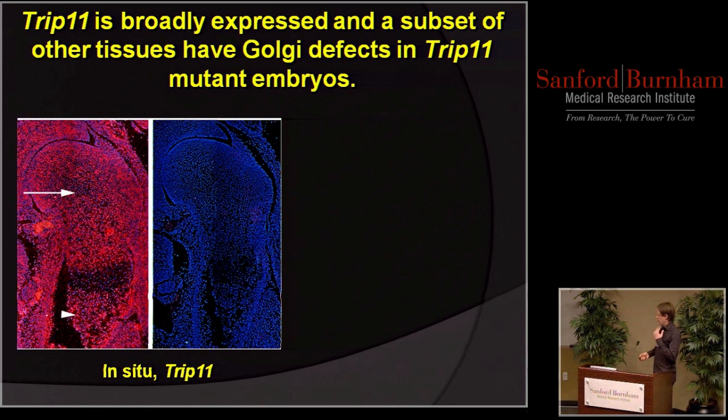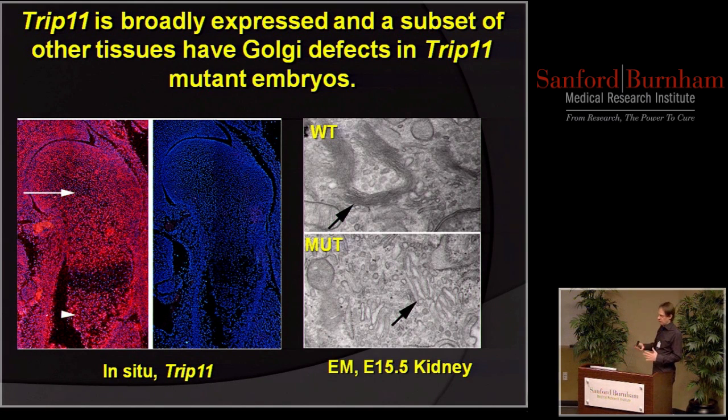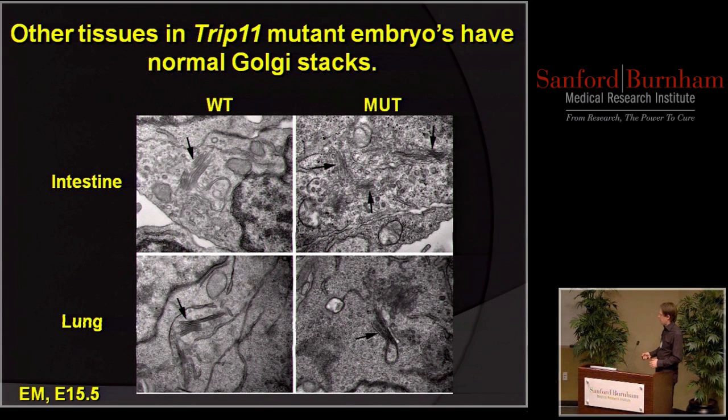So when we started looking at the Golgi structure in other tissues, because based on the in vitro studies, it was postulated that this protein would be really essential for maintaining the Golgi structure, we noticed that some tissues have defects, but not as strong as what we see in the chondrocytes. For example, the Golgi cisternae in the kidney are swollen, but they still have more or less a stacked organization. However, other tissues, which also express TRIP11, have an absolutely normal Golgi structure, so no disruption of the stacking.